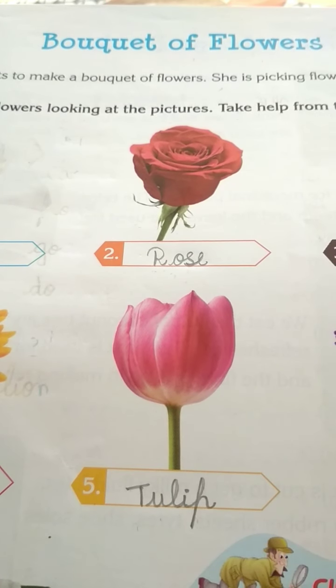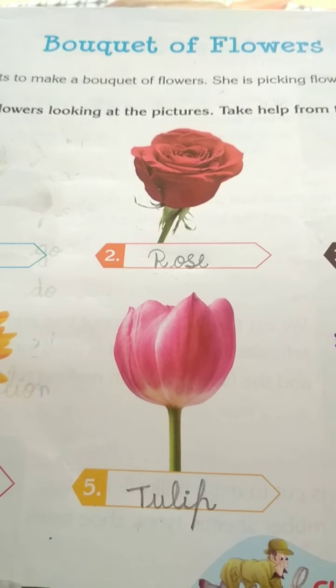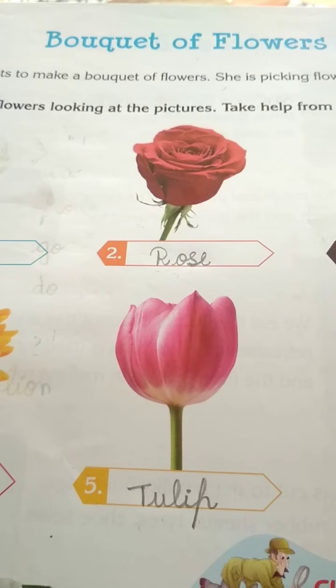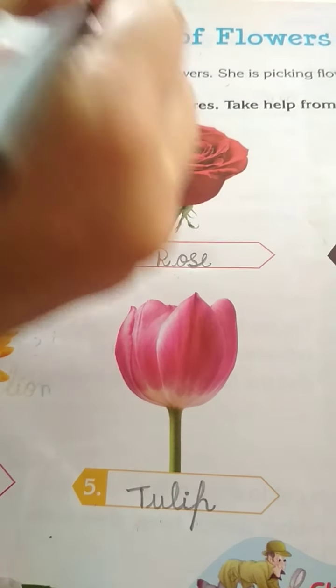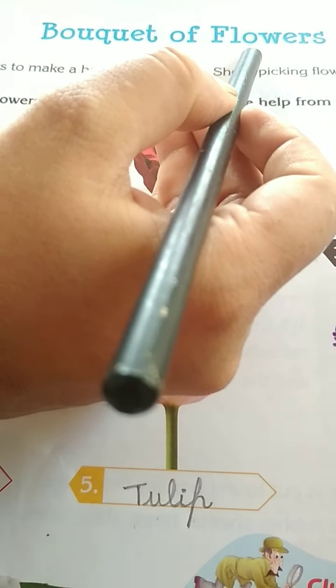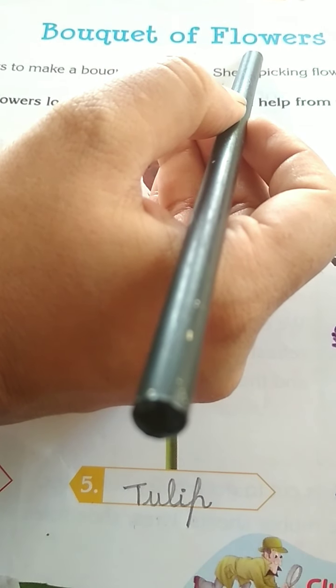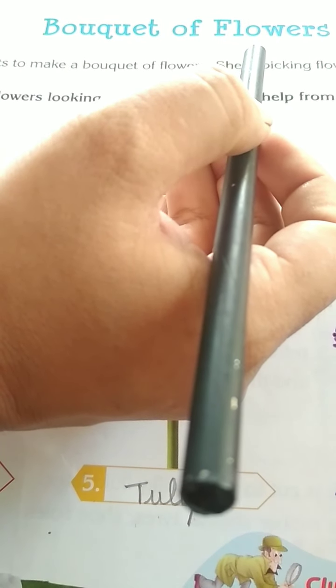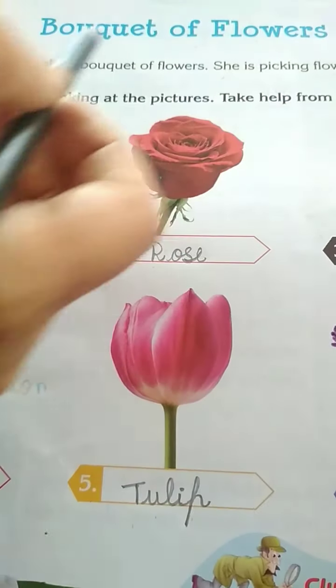Hello my dear students. Today in this video we will read chapter 7, Bouquet of Flowers, means फूलों का गुलदस्ता. So let's read the chapter and exercise related to it.